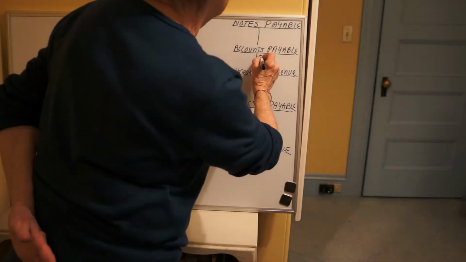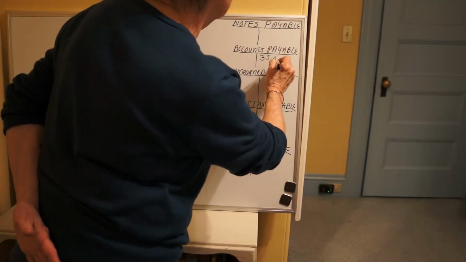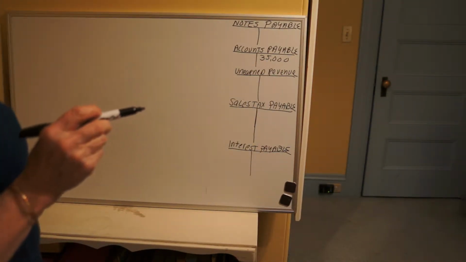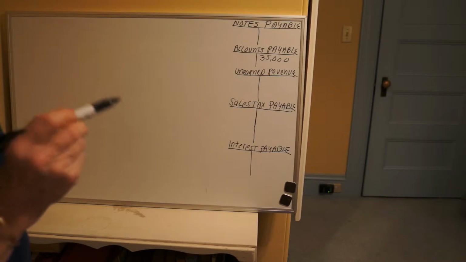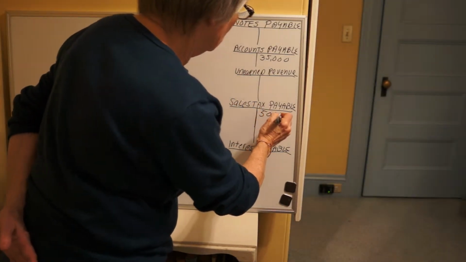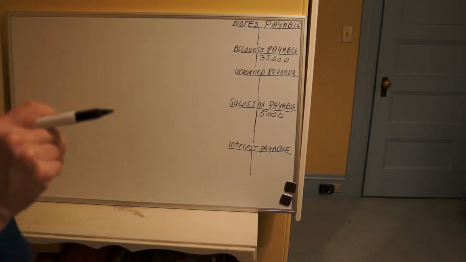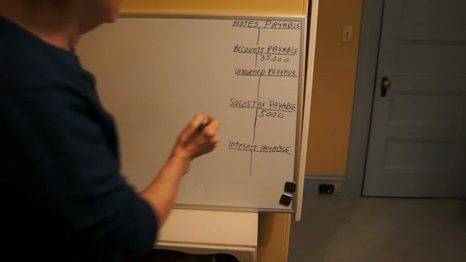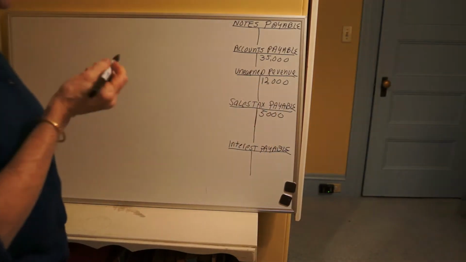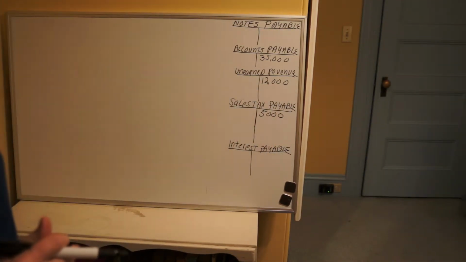We had accounts payable to start of $35,000. We had notes payable to start of nothing. We had sales tax payable to start of $5,000. And we had $12,000 in unearned revenue. And so we'll just do the journal entries real quickly and then post them as we go along.